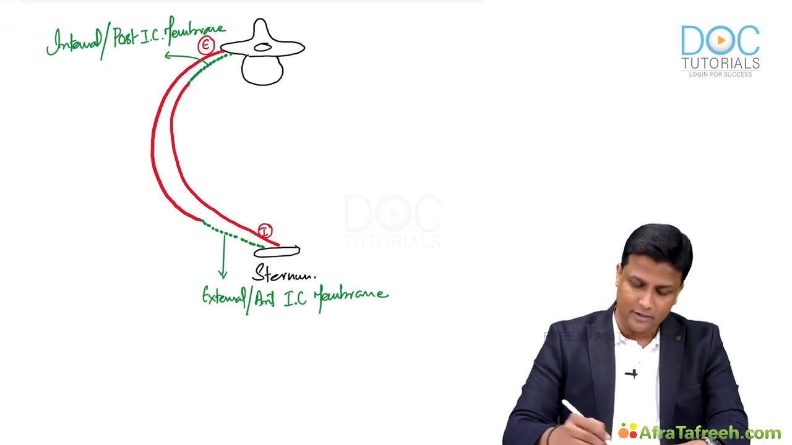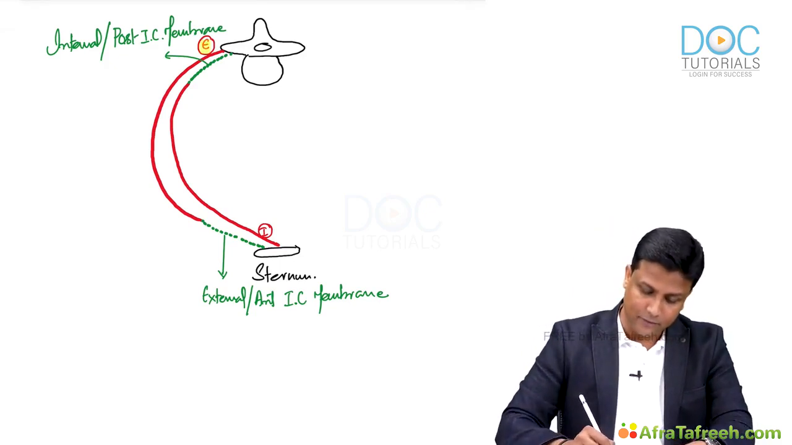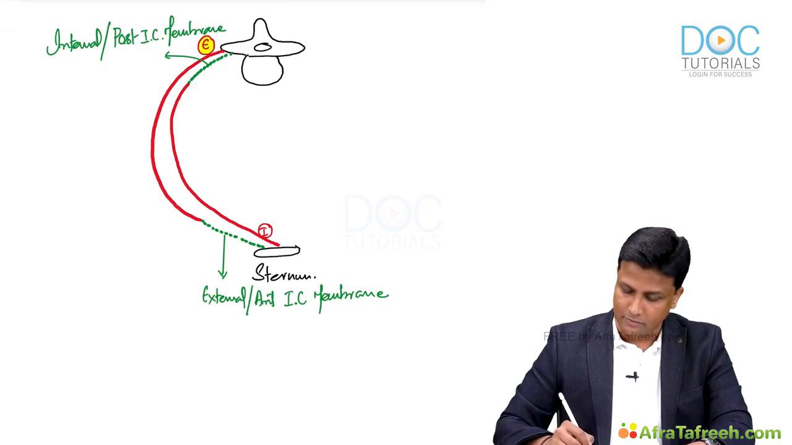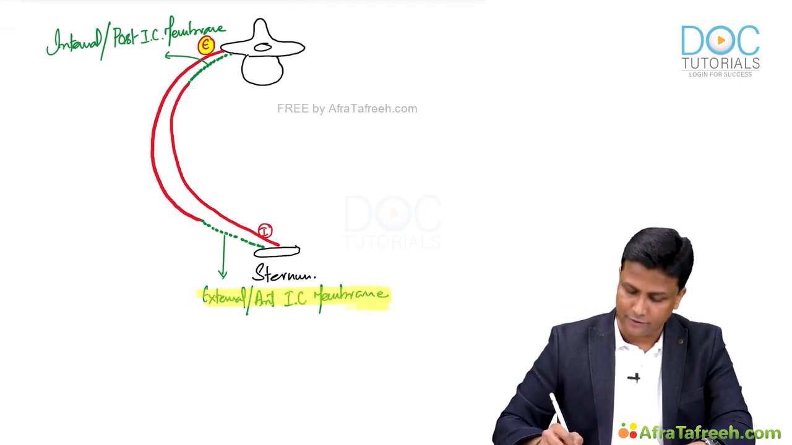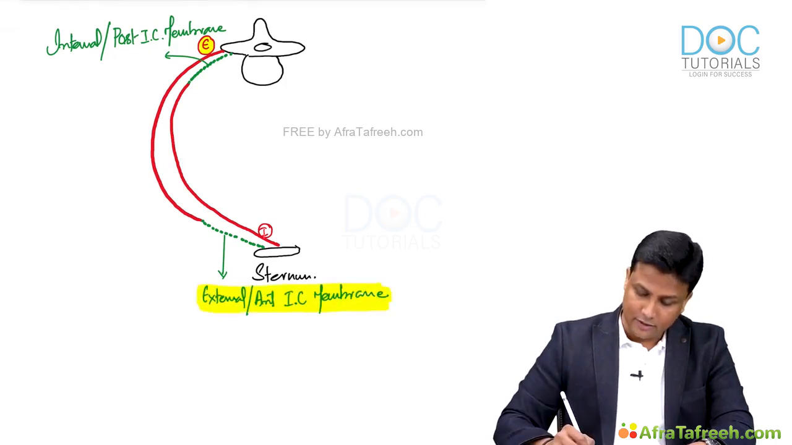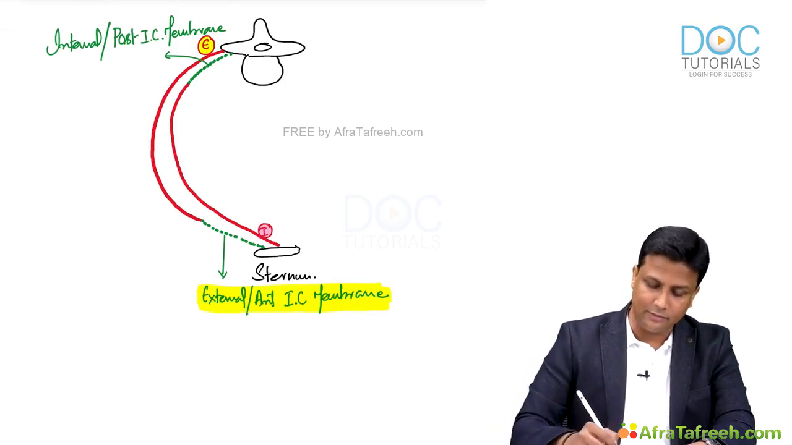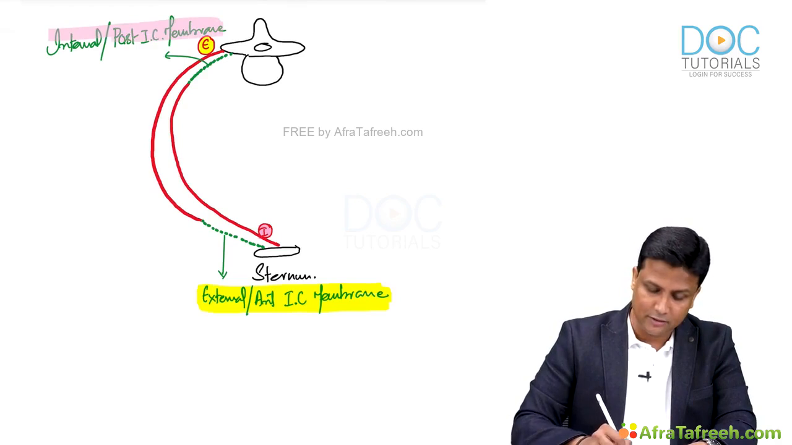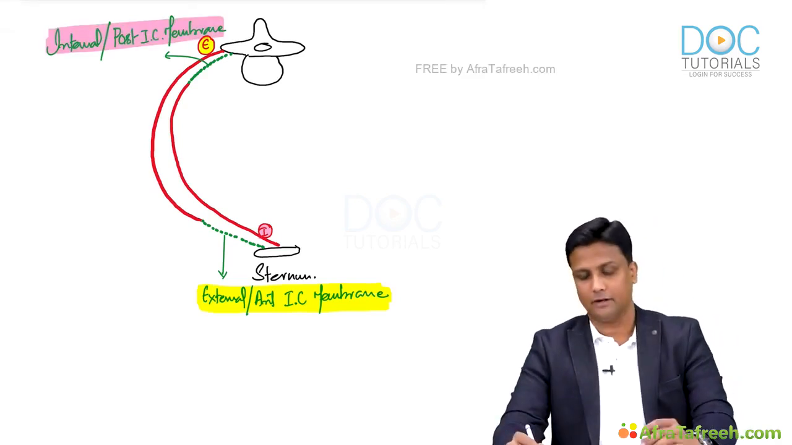External intercostal muscle, let me just do it with the same color here. External intercostal muscle has got a membrane, that is external intercostal membrane, also referred to as anterior. Whereas internal intercostal muscle will have a membrane behind. That is the reason why it is posterior, or we can also call it internal intercostal membrane.